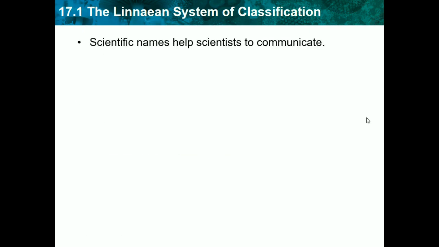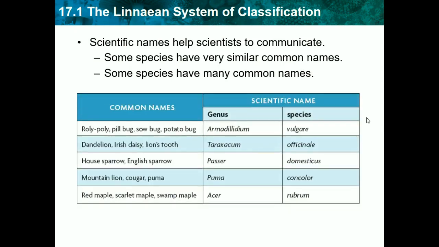Scientific names help scientists communicate. Some species have very similar common names. Some species have many common names. This helps scientists communicate because in America we would call, let's say, a dog one thing, and in another part of the world, like India, they'll call it something else. So they needed a common name to call these animals, and they decided to use Latin as their Linnaean system of classification. This is just showing how things are named.